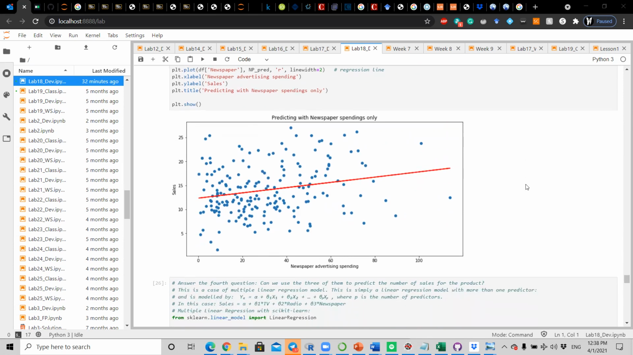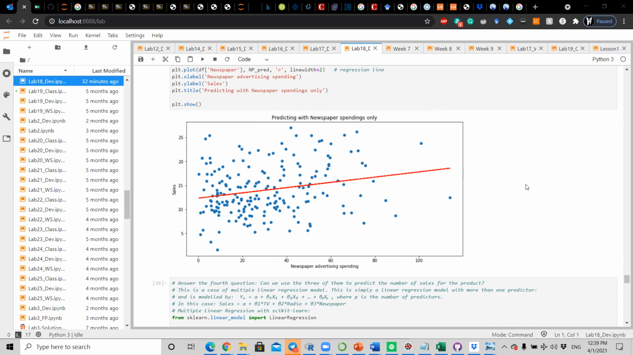It's even worse than the radio. And did we expect this to happen? Did we expect TV to be a better predictor? Yes. Why? Because it had the higher correlation. Exactly, because of the higher correlation coefficient.